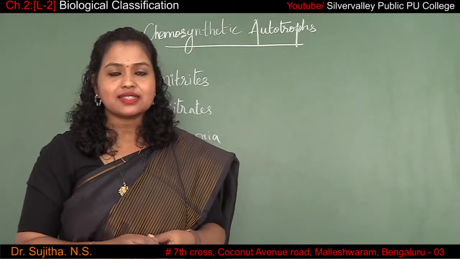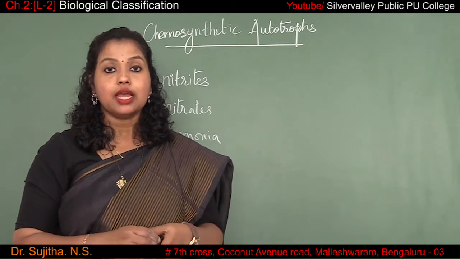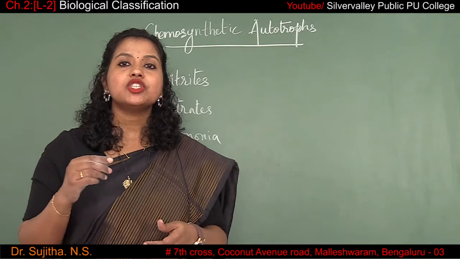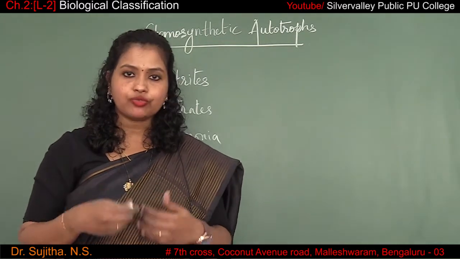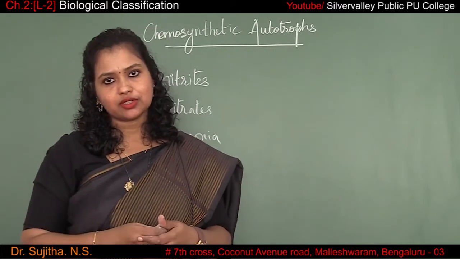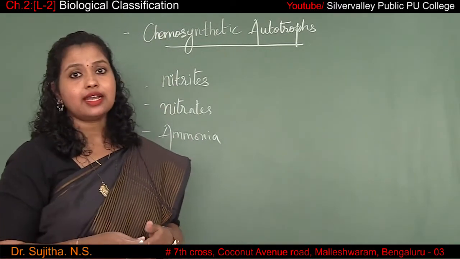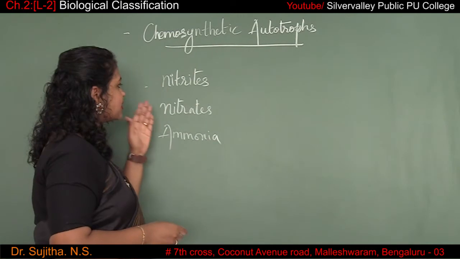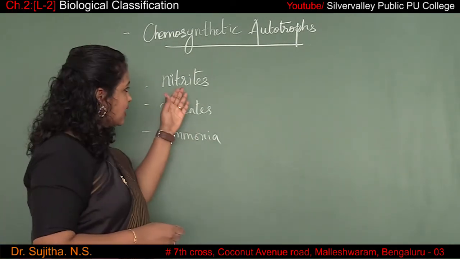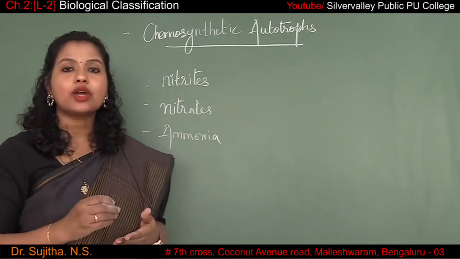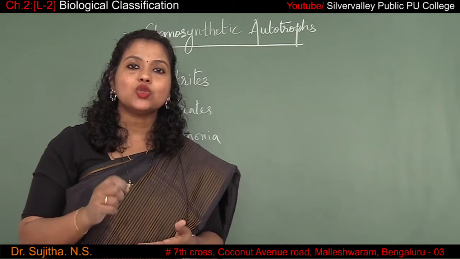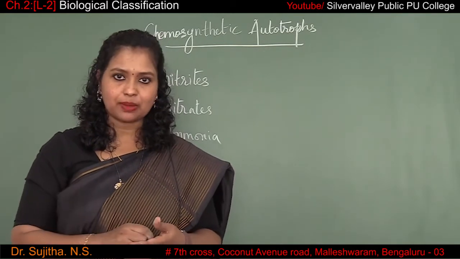So the next one is the chemosynthetic autotrophs. Chemosynthetic autotrophs are living organisms which are able to produce their own food by breaking down inorganic compounds. The inorganic compounds are such as nitrites, nitrates, ammonia. So when these inorganic compounds are broken down, ATP is produced, and this ATP is used as a source of energy.